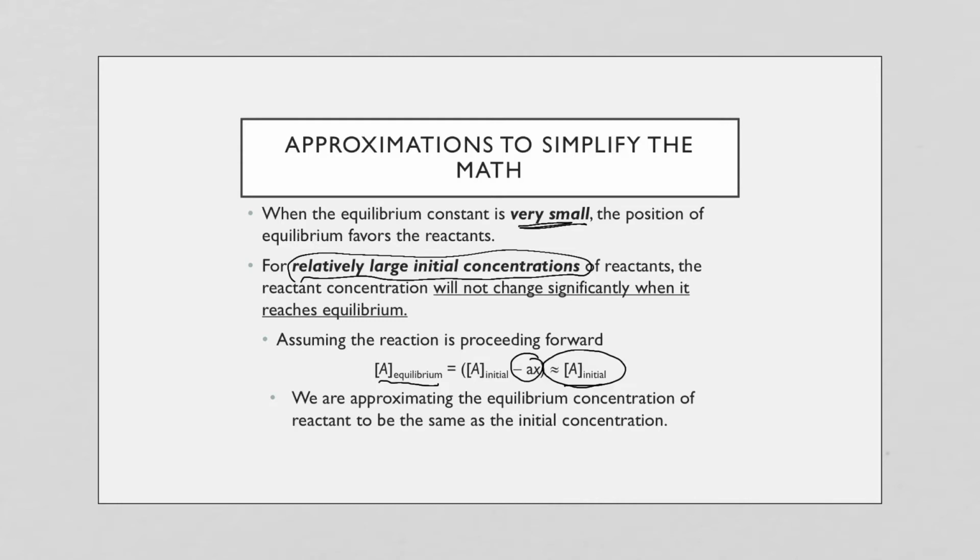Okay, so let's see how that might play out. But remember, we can make this assumption if we have small K's and large initial concentrations. Now, typically we're talking about reactant concentrations, but if we were moving the other way, I guess we could be talking about product concentrations. But the initial concentrations that we know are going to be large.